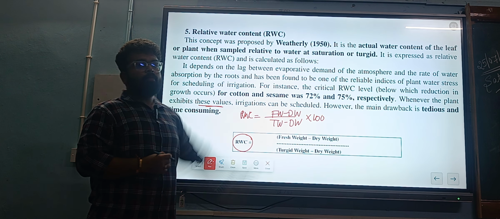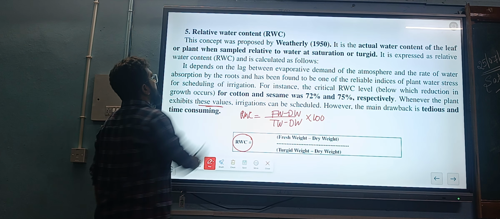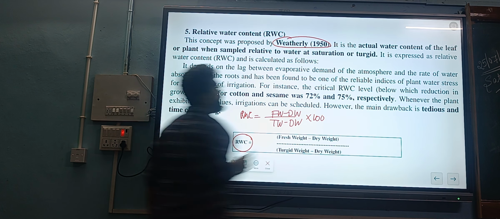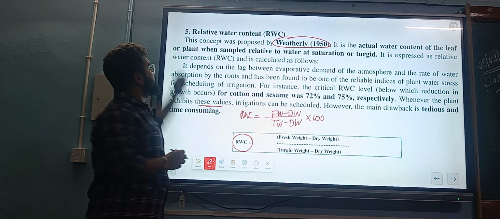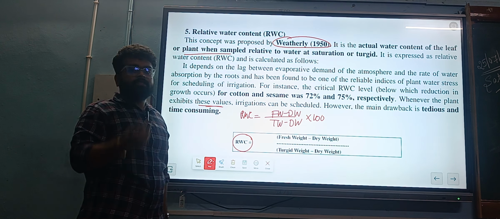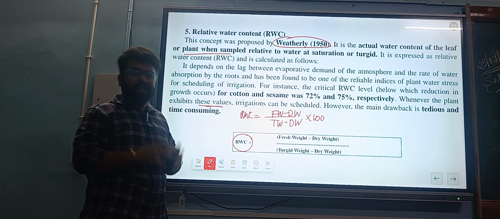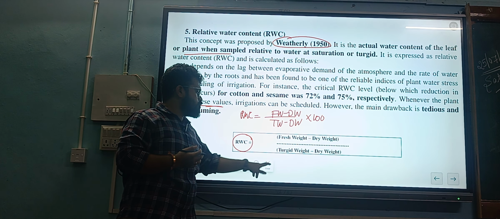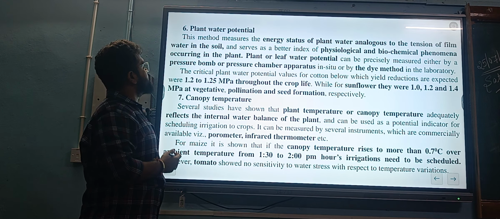However, the main drawback is it is a tedious approach. And who gave this concept? It was given by Wetherly in the year 1950, where actual water content in the leaf or plant sample will be used for the irrigation scheduling. However, this approach is highly tedious, so farmers generally don't follow this approach of soil moisture irrigation scheduling.